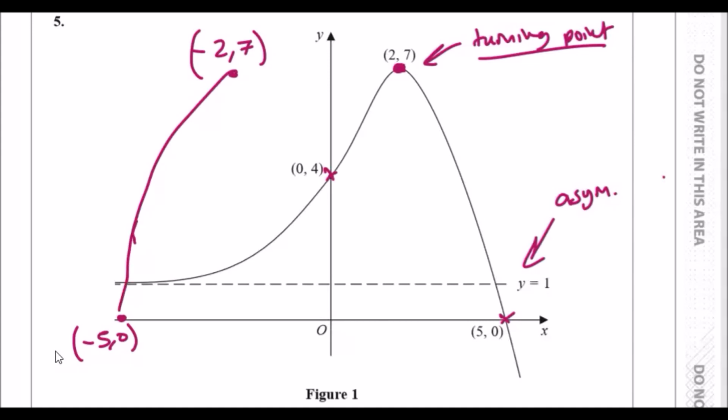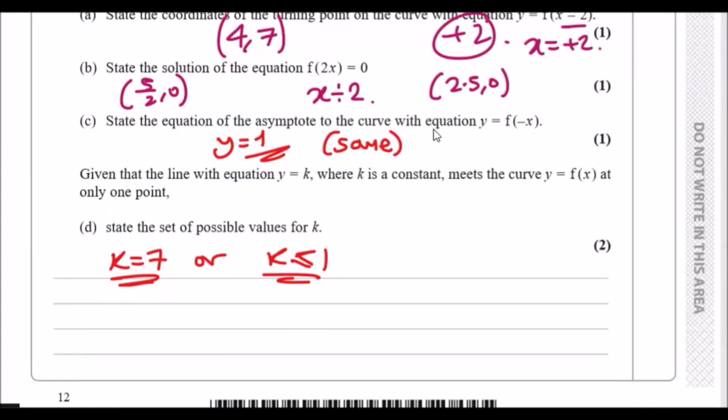You literally just copy this diagram, sketch over here, and again it will never touch the asymptote. So actually everything is the same. You can see that the asymptote position doesn't change because the curve is identical. It just flips against the y-axis. So we say that the asymptote is still y equals 1. Easy stuff. Now, final question.